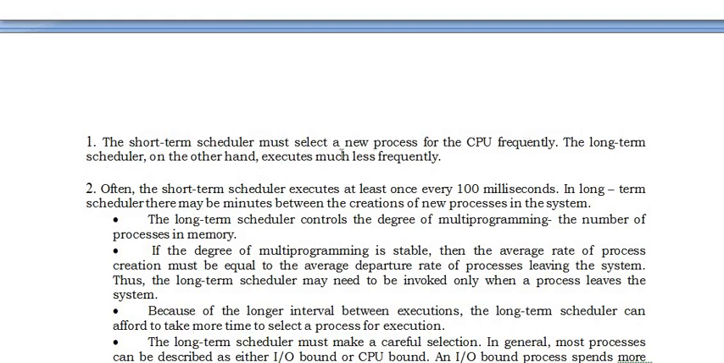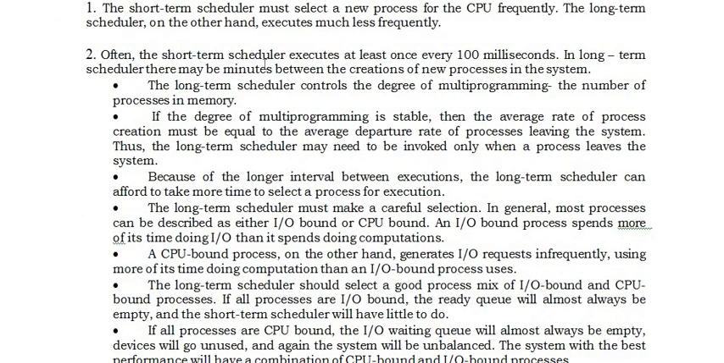So the short-term scheduler must select a new process for the CPU frequently. The long-term scheduler, on the other hand, executes much less frequently. Often the short-term scheduler executes at least once every 100 milliseconds. For the long-term scheduler, there may be minutes between the creation of new processes in the system. When a process completes, another process from the ready state comes, waits and then executes. But with the long-term scheduler there may be minutes between the creation of a new process. Compared with 100 milliseconds, it will take minutes.